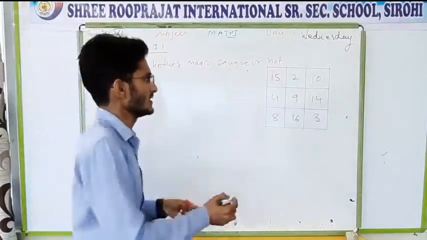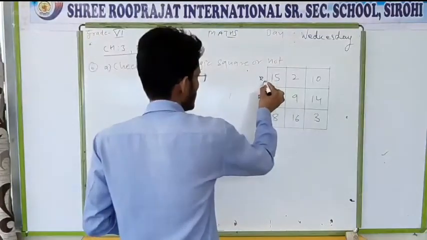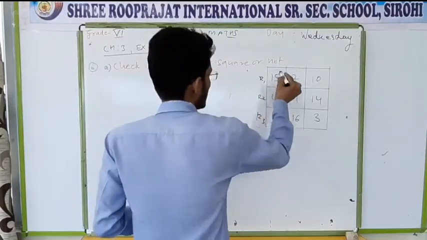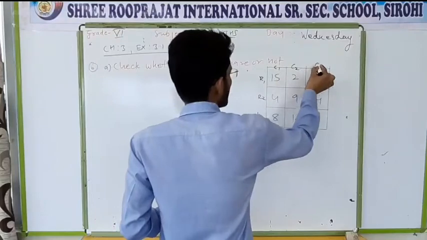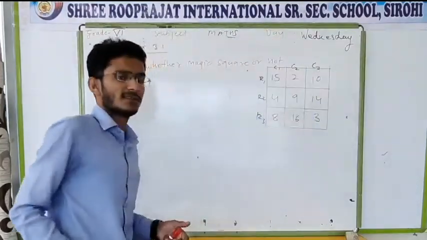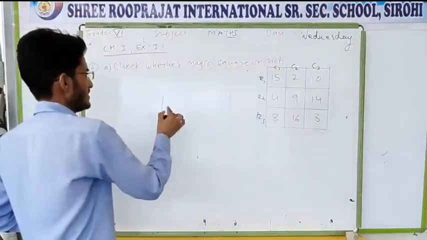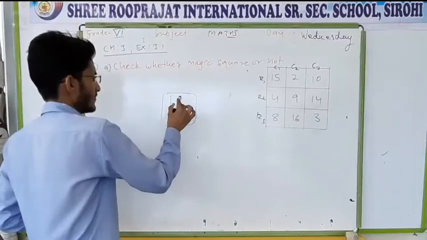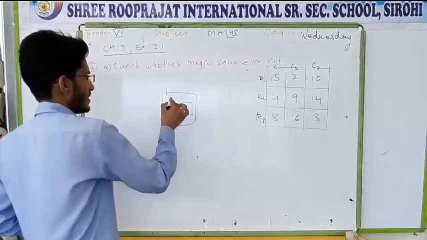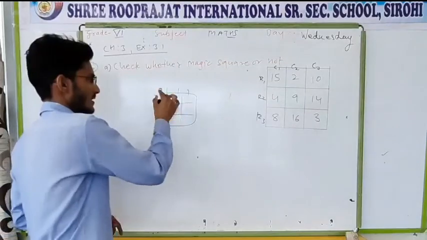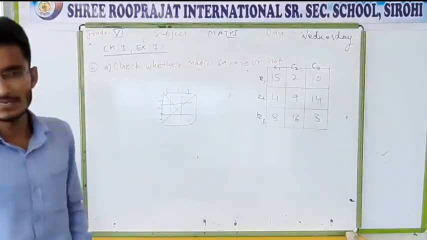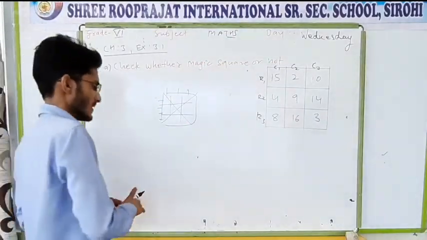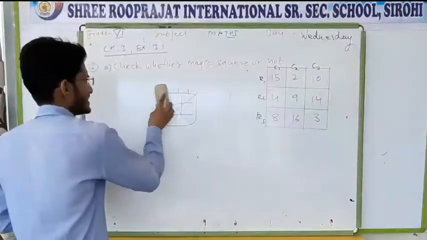There are 3 columns and 3 rows. These are row 1, row 2 and row 3. These are column number 1, column number 2 and column number 3. In a magic square, the sum of columns and the sum of rows, and both diagonals, are the same or equal. So we will check whether it is a magic square or not.